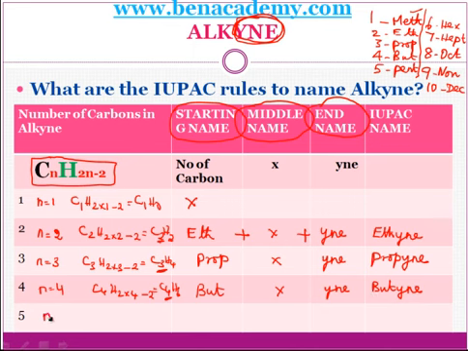Now, if the number of carbons is 5, then the formula will be C5H(2 into 5 is 10, 10 minus 2 is 8), C5H8. Now, what will be the starting name? The number of carbons is 5. Can you recall what the name is? It is pent. There is no middle name, and the end name is always -yne. Therefore, the IUPAC name is pentyne. Hope you understood this. Now let us go to the next 5 compounds.